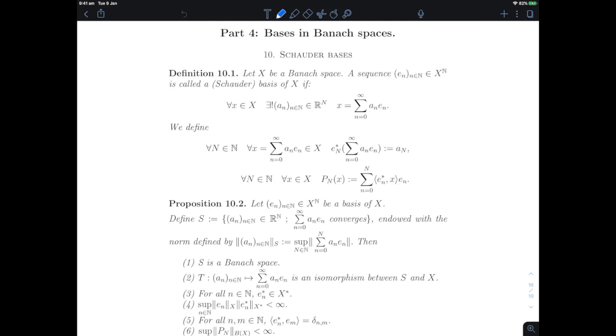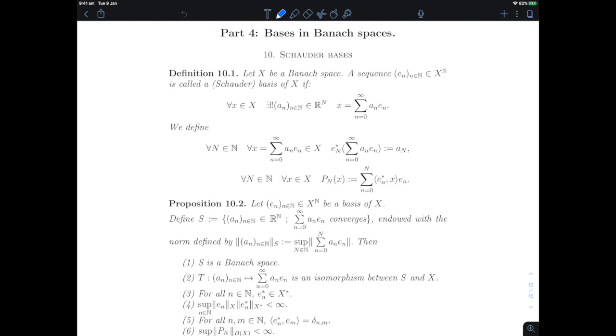So in this video, we start looking at bases in Banach spaces. In Hilbert spaces, we have orthonormal bases, and they are very useful in doing analysis in infinite-dimensional Hilbert spaces. They allow, for instance, generalization of the concept of diagonalizing a matrix in linear algebra through the spectral theorem.